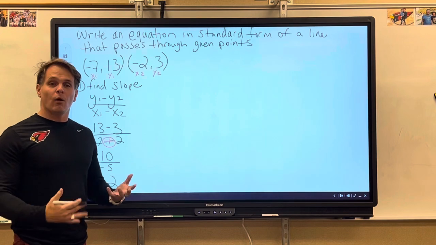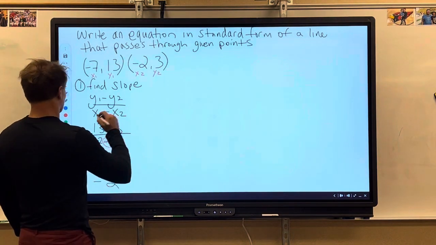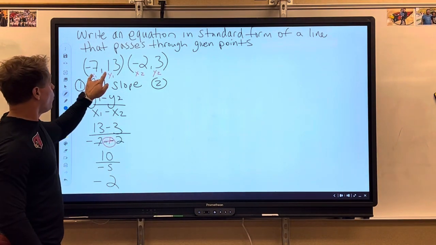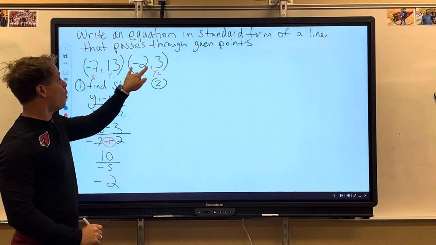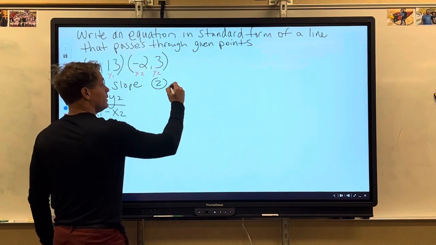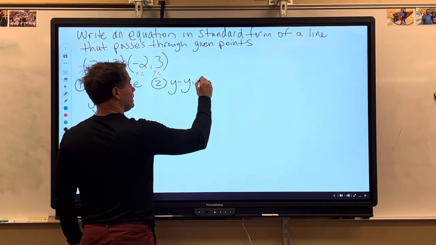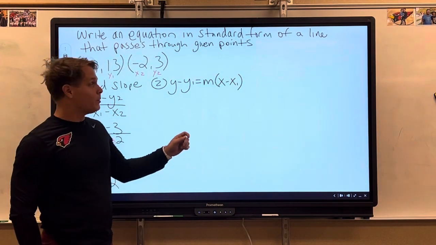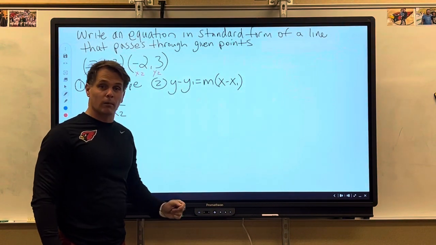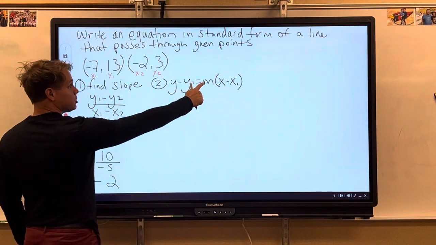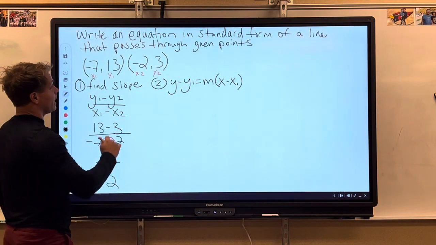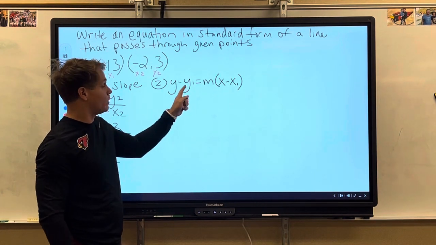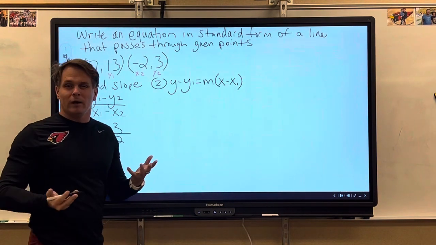Now the second thing that we're going to do is write this slope and one of these 2 points in this formula: y minus y1 equals m times x minus x1. This formula is called point slope form. I know the slope is -2, and you can use either of these points for x1 and y1. I'm just going to put the 2 points on the left.